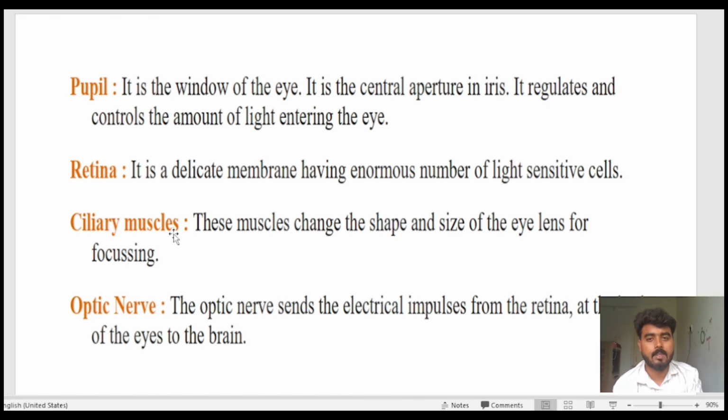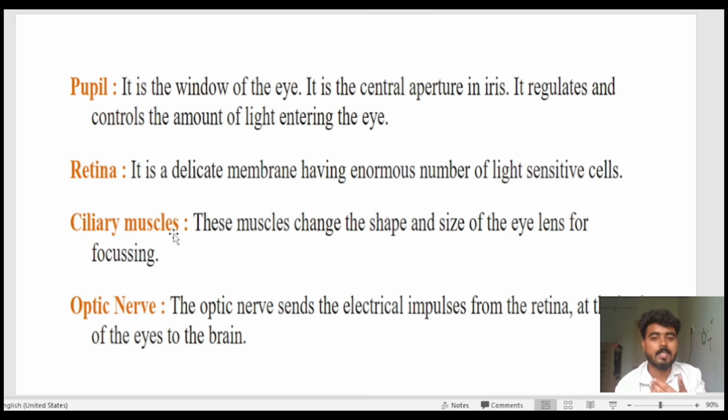Okay, the next one, retina. What is the meaning of retina? Retina is the innermost layer of the human eye. When we are talking about retina, it consists of rods and cone cells. How many? 7 million rods and cone cells are present inside the retina.